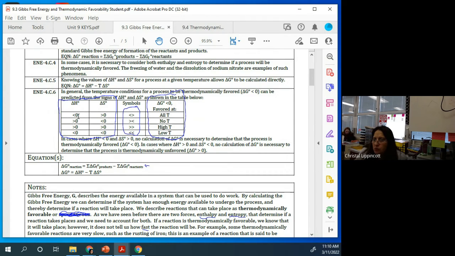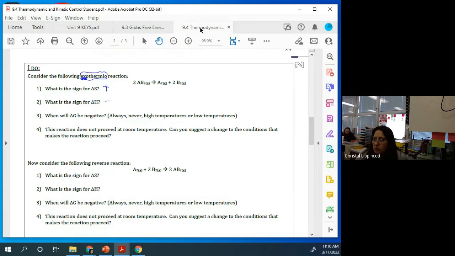Delta H is less than 0 and delta S is greater than 0. That's why it's a positive and a negative. So what did that tell us it should be? All temperatures. So it will always happen.